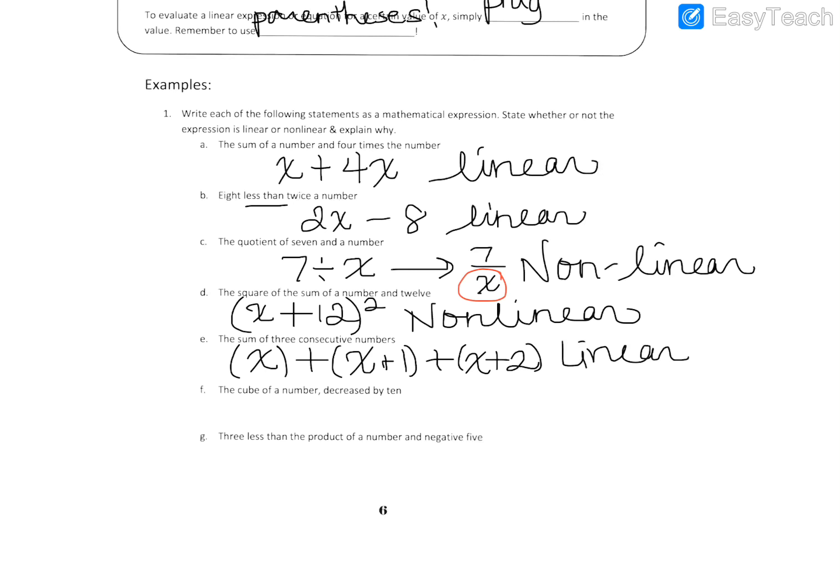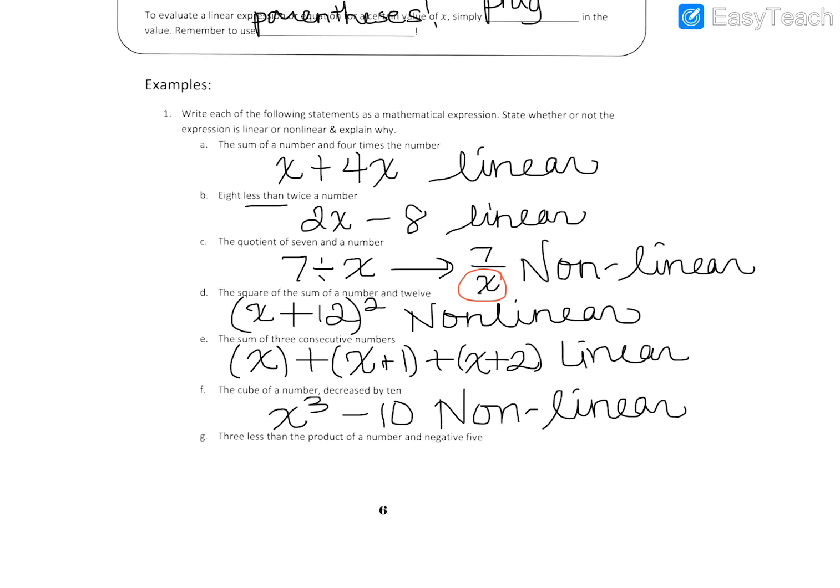Okay, F, the cube of a number decreased by 10. Okay, so to do the cube of a number, we're going to do x to the 3rd decreased by 10. That obviously is going to be nonlinear because of the cubed, the 3.